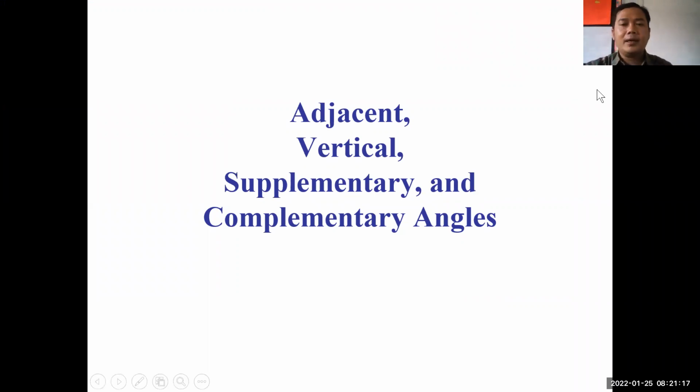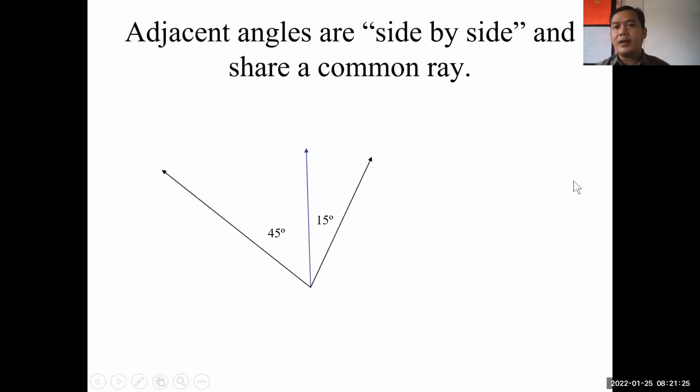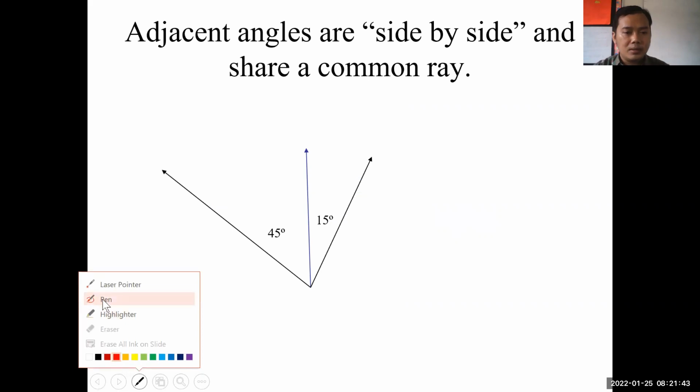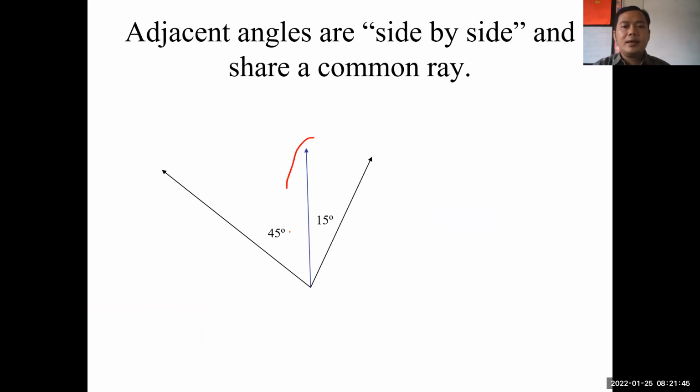Okay, adjacent, vertical, supplementary, and complementary. So, what are they? Adjacent angles are side by side and share a common base. So, if you see here, we actually have two rays, the black one, the most left and the most right. As you can see, if I have those two and then I add another one, this guy actually doesn't exist yet, right? Before, it's just those two rays.